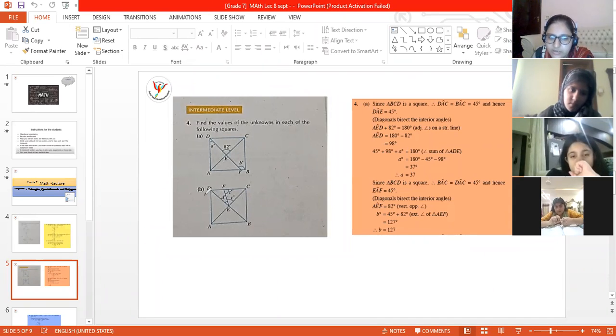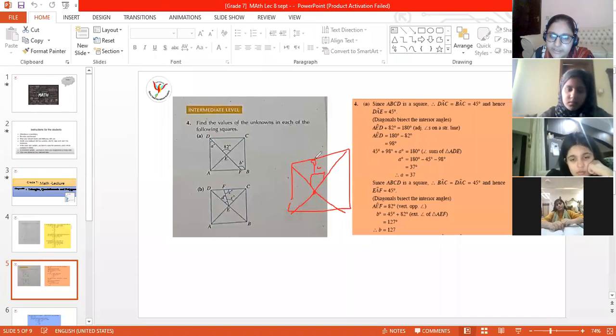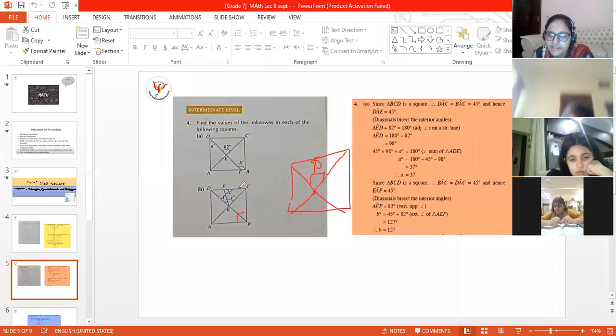AC and BD are two diagonals intersecting at a point E, and you know the property that wherever the diagonals intersect, the angle will be 90 degrees. The whole angle will be 90 degrees. If diagonals are intersecting the interior angles, then it means 45 degrees and 45 degrees, right? If this part is 45, this part is 45.